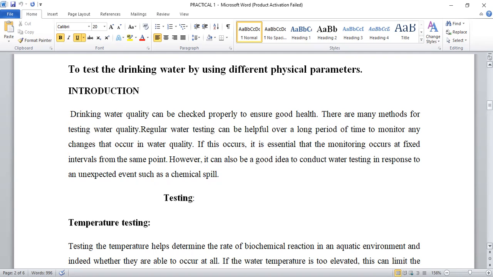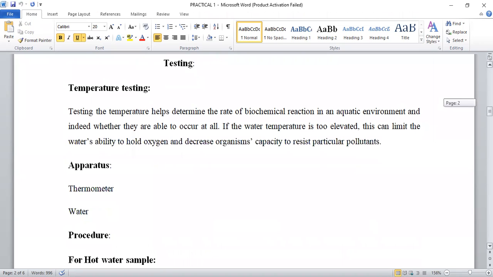Now, there are many methods of testing water quality, and the first and foremost step to determine water quality is temperature testing. So the question arises, why do we do temperature testing? We do temperature testing to determine the rate of biochemical reactions in an aquatic environment, and indeed, whether they are able to occur at all.